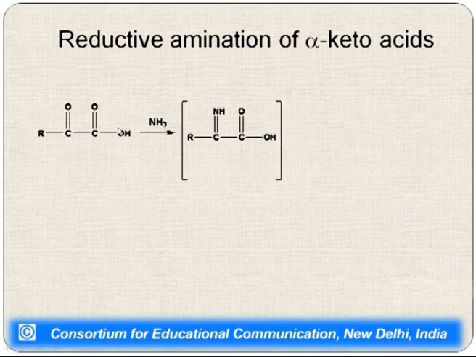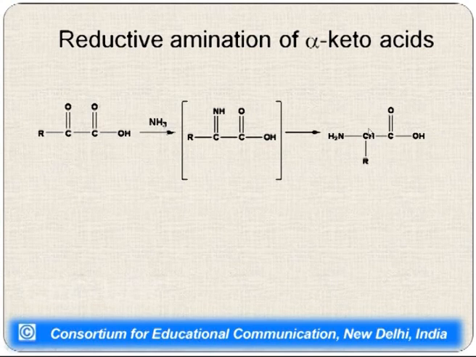It may go back to the carbonyl again. It is present in situ, but it is not separated, so I have put the square brackets here. When I do the reduction of this C double bond NH, I get the required amino acid structure we just saw in the previous slide. The R group which was present in the alpha keto acid comes as the R group of the amino acid.